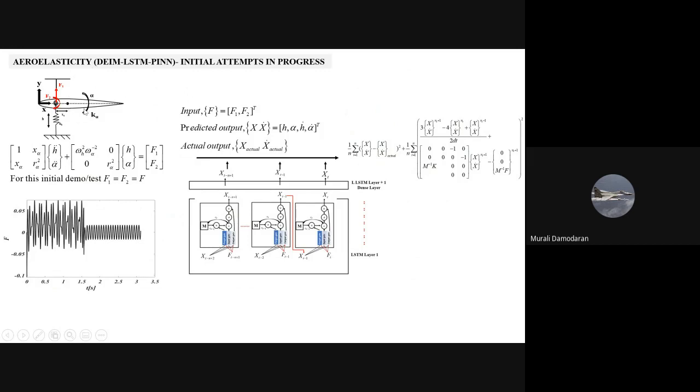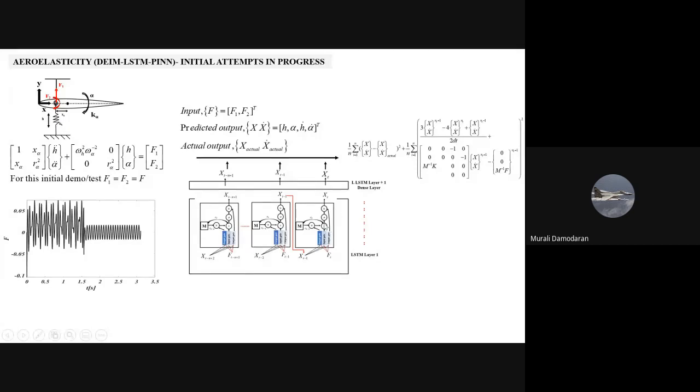This is actually a point mass, so the mass makes no difference. Just pitching and plunging, and you have the structural equations. Here I have F1 and F2. By right they are different, but for this test I'm assuming them to be the same. The signal that I'm going to give is a combination of random input and sinusoidal input. So this is the signal for F that I feed into the system, and then I look for the response. From the response, I will train the LSTM network, which is this one here.